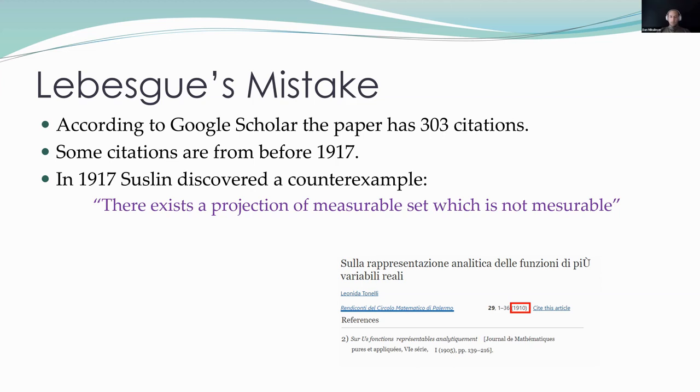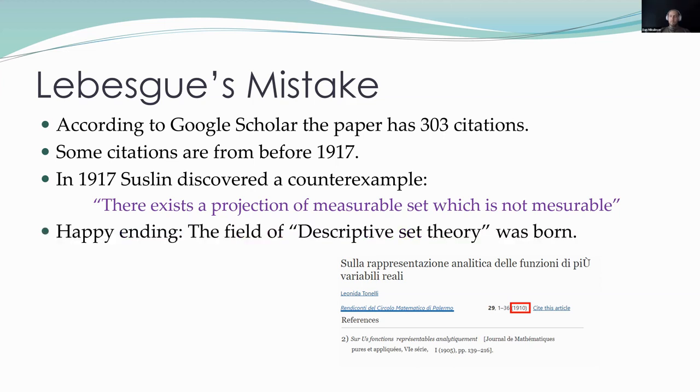Okay, this turned out to have a somewhat of a happy ending because it led to the birth of the field of descriptive set theory and to many other results. But one question remains, what happened with all of those papers which relied on Lebesgue's paper prior to 1917? In a sense, they might have used a wrong result, and it could be that Lebesgue's mistake propagated forward. Okay, so quantifying the effects of such mistake is somehow what we aim to do in this work.